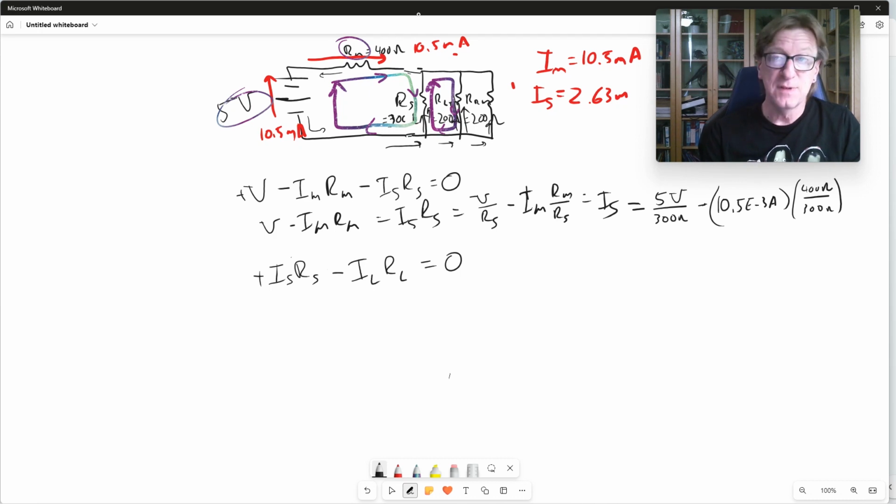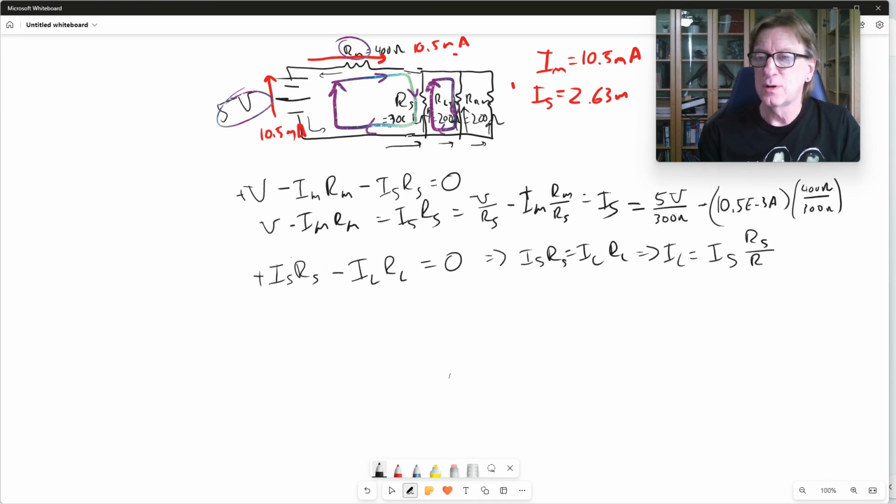And you see how that's a very, very fast and simple equation. I want to solve for IL. So I have IS RS equals IL RL. Divide both sides by RL. And that tells me that IL is going to equal IS RS over RL.